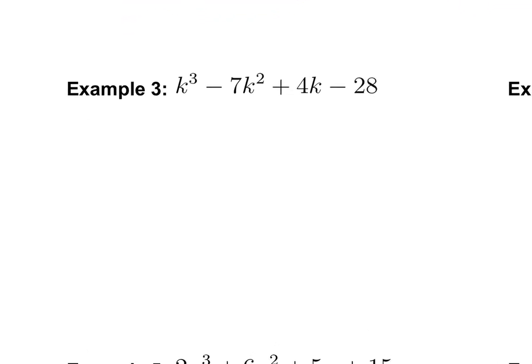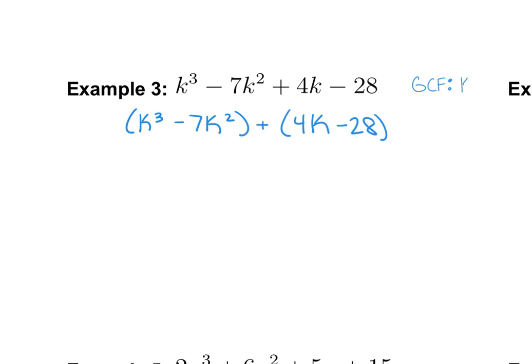Okay. Let's set up our groupings. Find my greatest common factors. So out of my first parenthesis, I can divide out a k to the second power. Out of my second parenthesis, I can factor out 4. So I'm going to do my k to the second, which will leave me with a k and a minus 7. So if I did this correctly, I should be left with a k minus 7 inside of this parenthesis, which I can see I will.